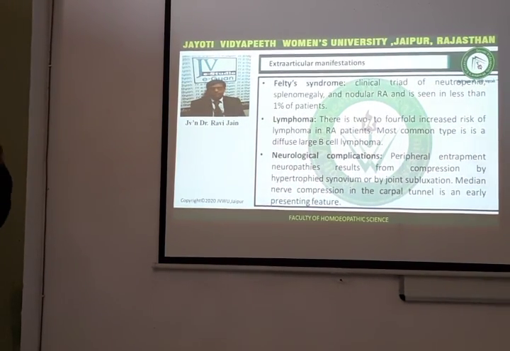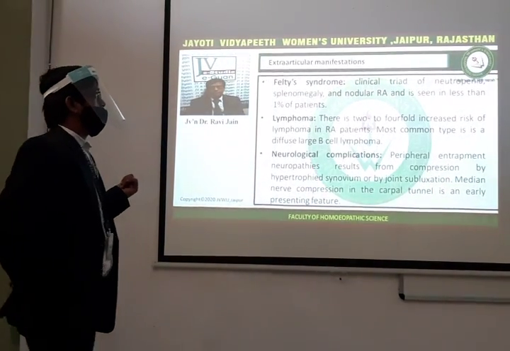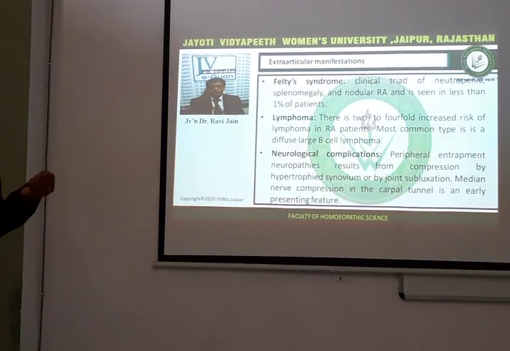Next is Felty syndrome. Felty syndrome is basically a triad of neutropenia, splenomegaly, and rheumatoid arthritis. It is seen in less than 1% of the patients.